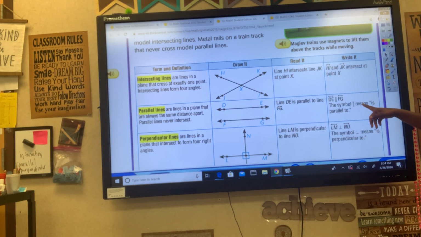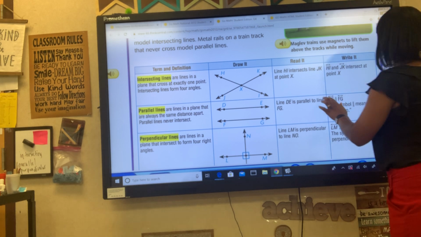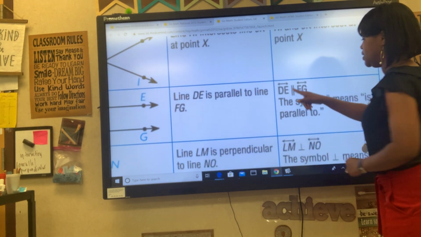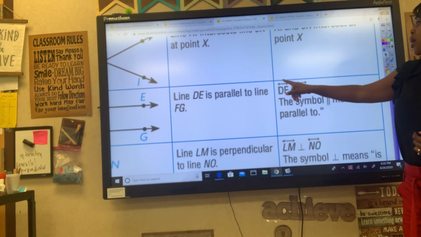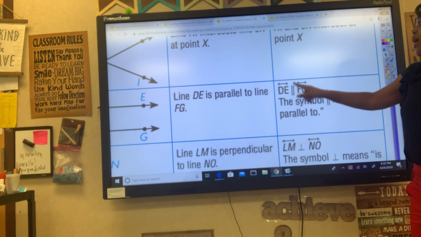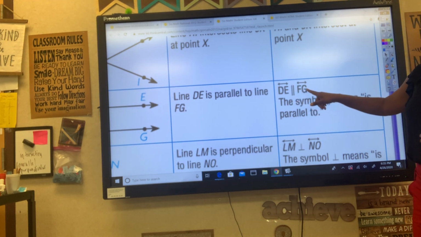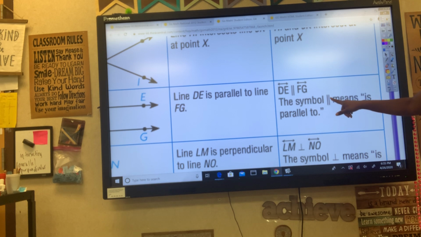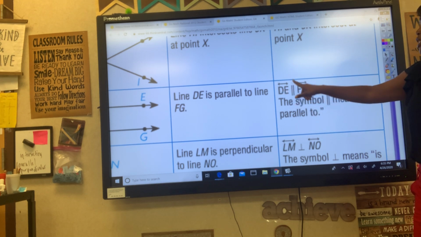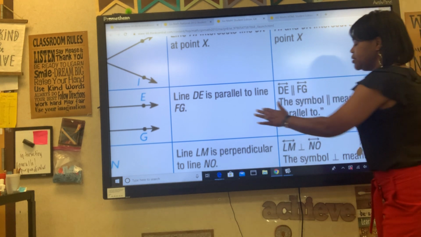This is the way we would write it, and if you take a closer look in your book, you will notice this symbol in between. Line DE is parallel to line FG. The symbol means it's parallel to. Line DE is parallel to line FG.